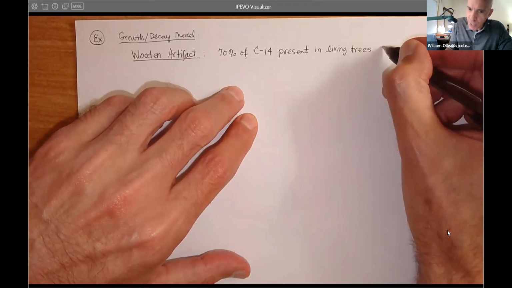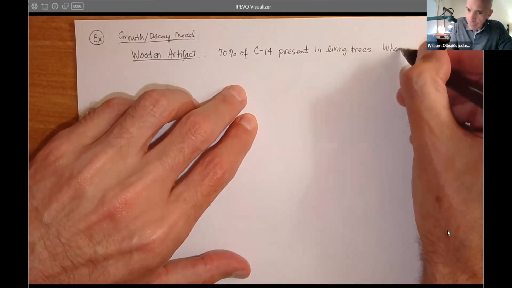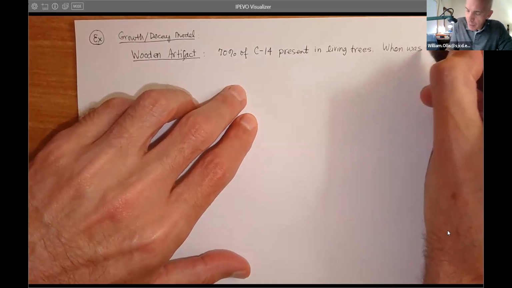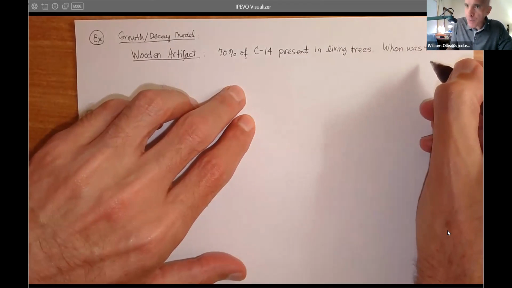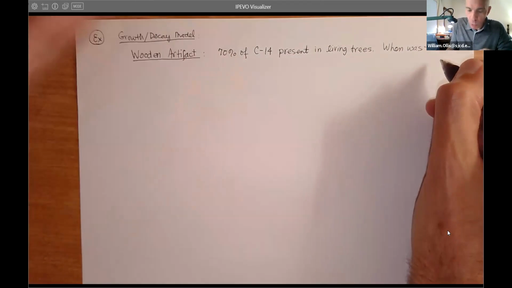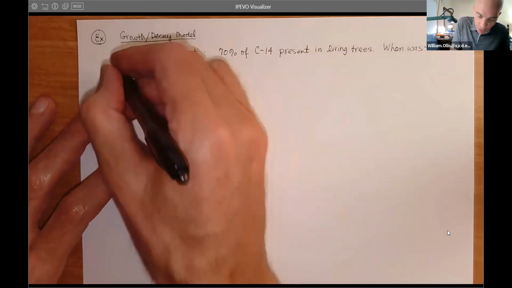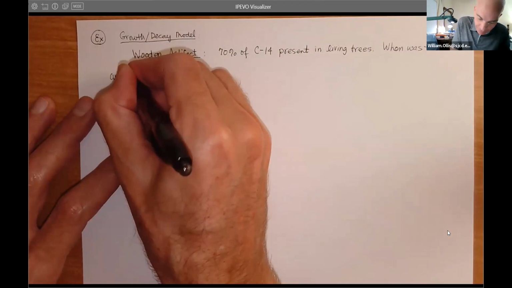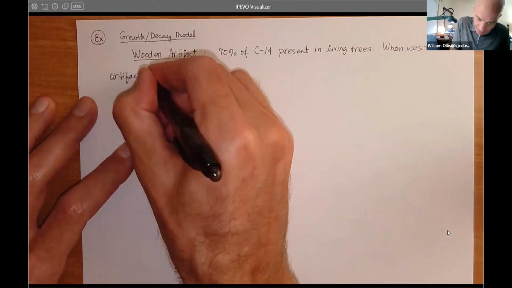So basically, we'll say, when was the artifact made? So we're going to figure out how old this thing is. When was the artifact made? How old is it?